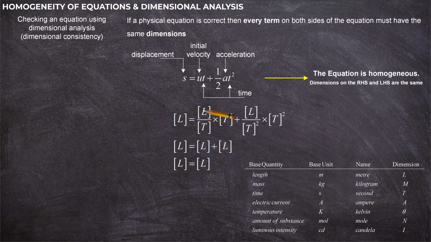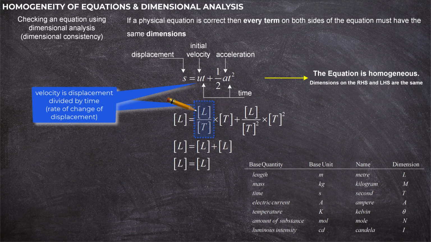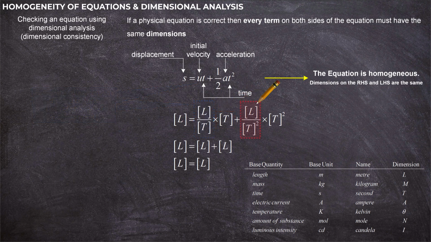Let's check that out. Velocity, which is change in displacement divided by time, and distance is length, therefore velocity is L divided by T, and that is multiplied by time. Then acceleration, length divided by time squared, and that is multiplied by time squared. The T's within the two terms cancel out, therefore giving us a length plus length, that is L plus L. And length plus length equals another length.